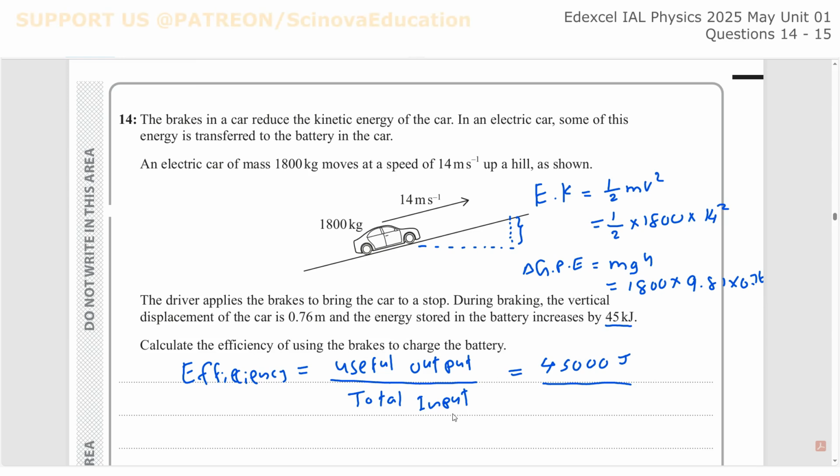Total input for the process of charging battery must be calculated using the difference of kinetic energy and gravitational potential energy. If you do the calculations, you get the kinetic energy to be around 176,000 joules. Gravitational potential energy is 13,400 joules, and the difference, and the ratio of the efficiency would be 0.277.